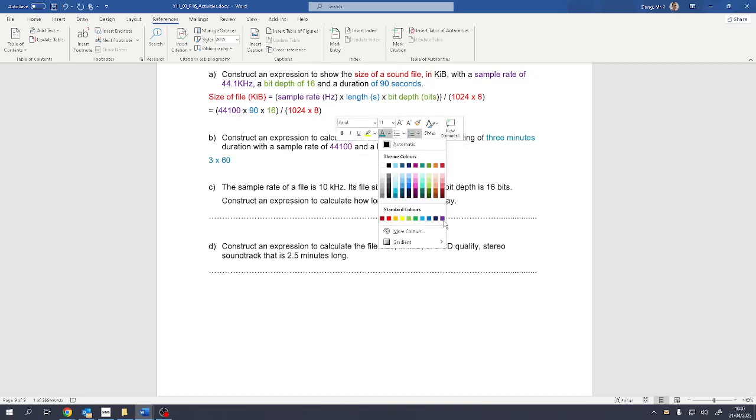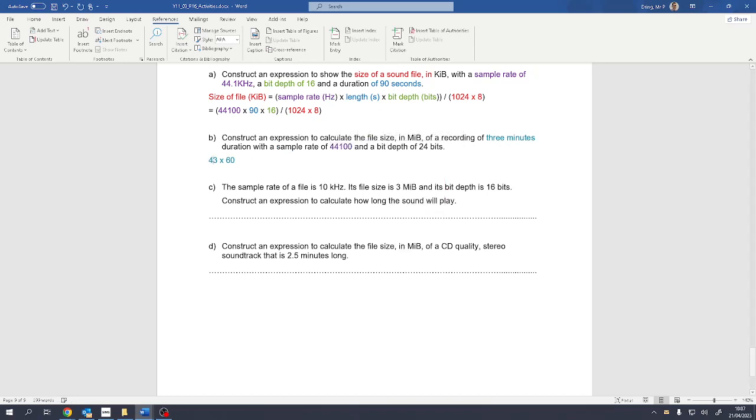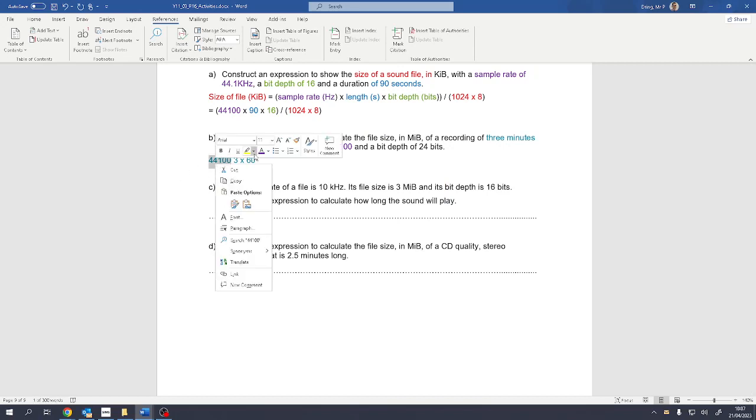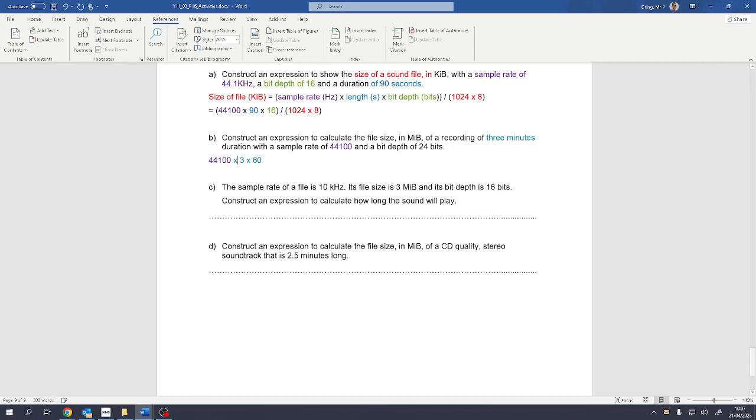There's nothing important about the colours here. Please don't try and remember the colours. I just sometimes think it's helpful to be able to see where these numbers come from. There we go. We're going to multiply them together. If the sample rate is higher, the file size is going to be bigger, so that's why it's at the top of the expression for file size. If the length is bigger, the file size is going to be bigger, so that's why it is at the top of the expression. This time it's more professional studio quality, so it's 24 bits per sample.